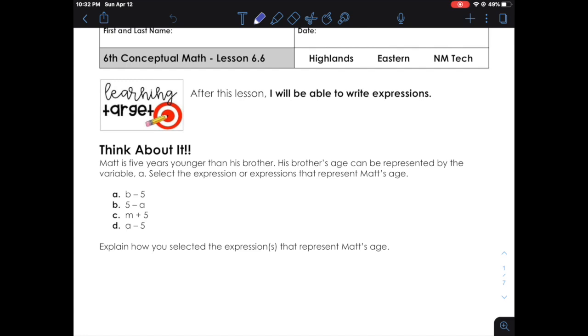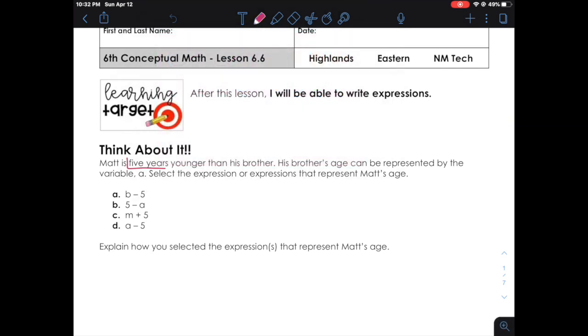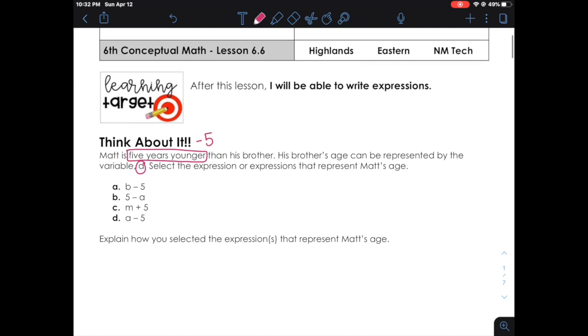All right, guys, we're back. So if Matt is 5 years younger than his brother, okay, so 5 years younger, let's mark this up. That means we're going to have to subtract 5, because we're going to take his brother's age and subtract 5 from that since Matt is 5 years younger. His brother's age can be represented by the variable a, so it's telling us what variable we should use. Select the expression or expressions to represent Matt's age.